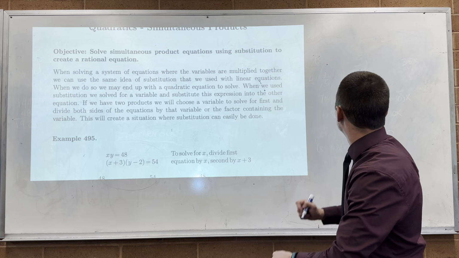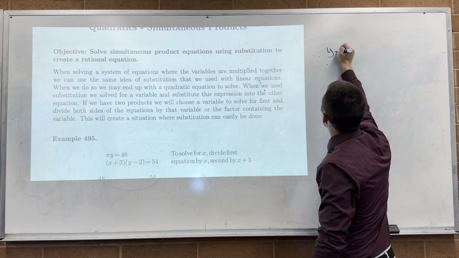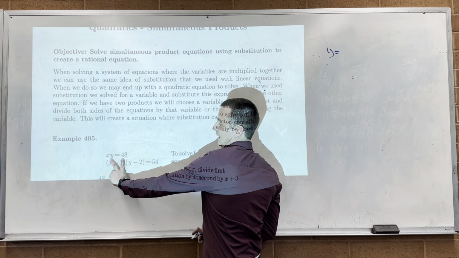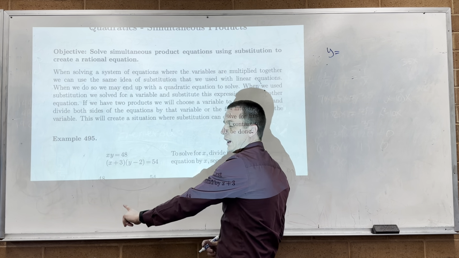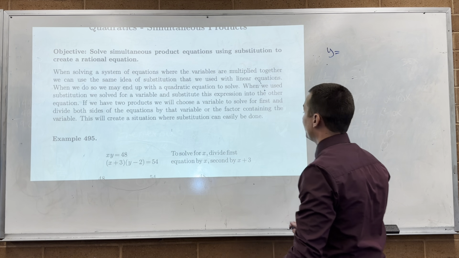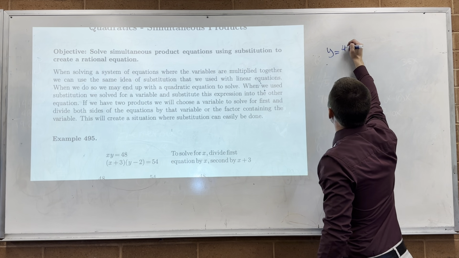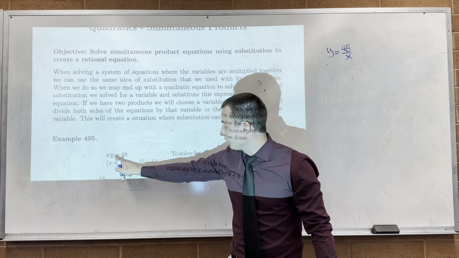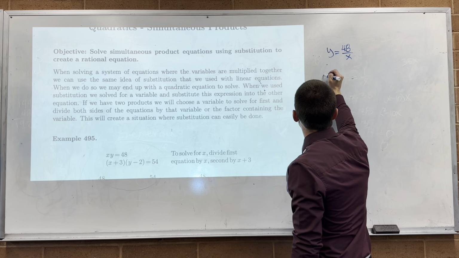So if x times y equals 48, what does y equal? What do I have to do to get y by itself? Divide both sides by x. Yes. So y equals 48 over x. Now, we use this to solve for y, substitute it in down here.